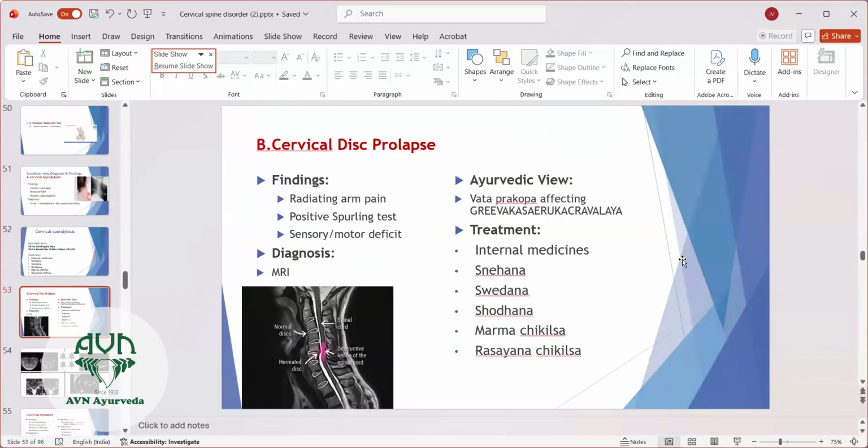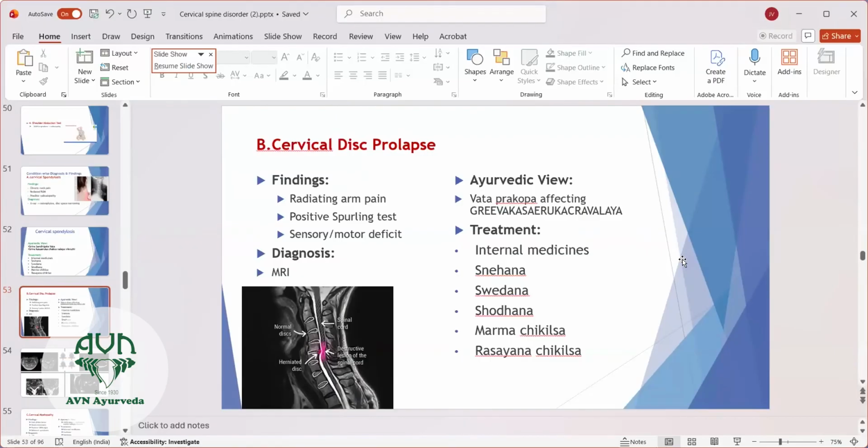The second condition usually we have met is cervical disc prolapse. So, what is an intervertebral disc? The intervertebral disc is a tough fibrous tissue externally. Internally, there is a jelly-like material called nucleus pulposus. The external tough fibrous material is called the annulus fibrosus.